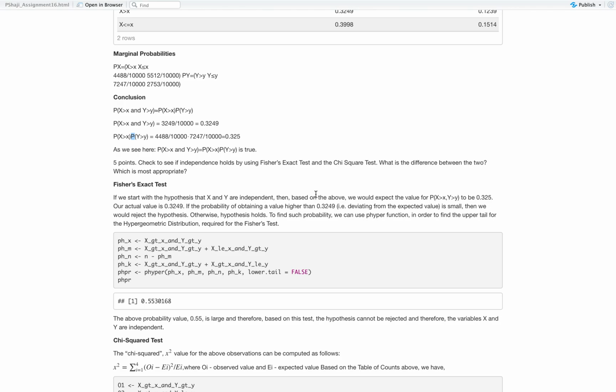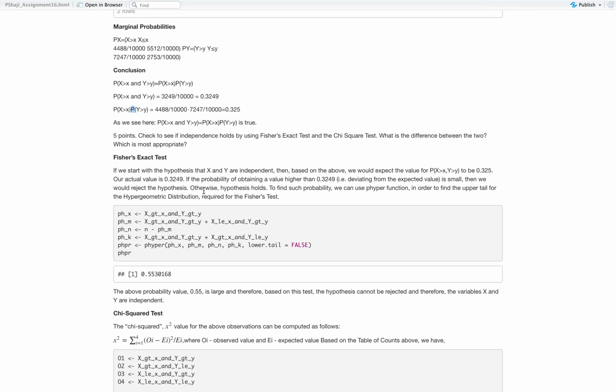So let's get started by learning what Fisher's exact test is. Fisher's exact test is a statistical test used to determine if there are non-random associations between two categorical variables, and the chi-square test is used to determine whether there is a significant difference between the expected frequencies and the observed frequencies in one or more of the categories. The chi-square test can also be used to attempt rejection of the null hypothesis that the data are independent. So that's what we do here.